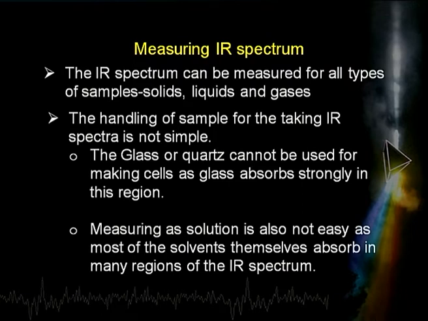Second, in IR spectrometry, measurement as a solution is also not easy, because most solvents absorb in the IR region. My solvent will also show up, as would my material, and the two will overlap. I will not be able to make out whether the signal is because of the sample or the solvent. This becomes a problematic issue again. So how do we go about it? We need some special techniques, so let us talk about each one in terms of the kind of sample I am dealing with.